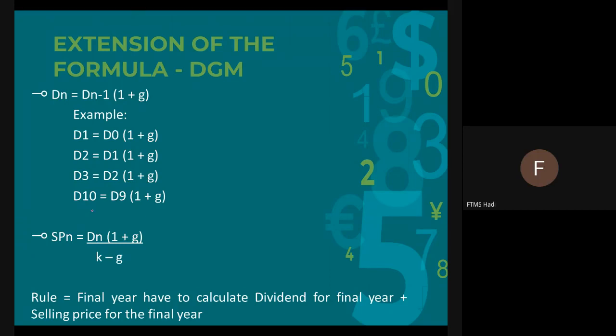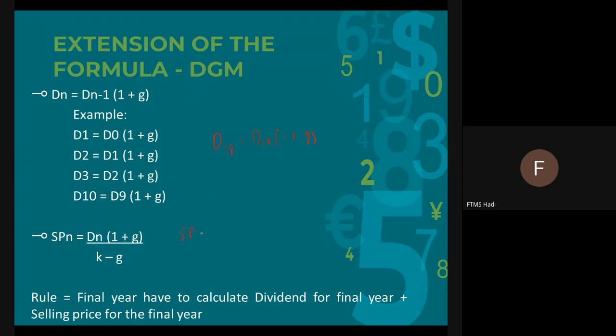And then if even D10 also is equal to D9 times 1 plus G. If you want to calculate, let's say D18, that means D17 times 1 plus G, a year before. So that is the pattern that shows how to calculate. To calculate SPN, selling price for the year, that means selling price N is equal to dividend for the same year multiplied by 1 plus G divided by K minus G.